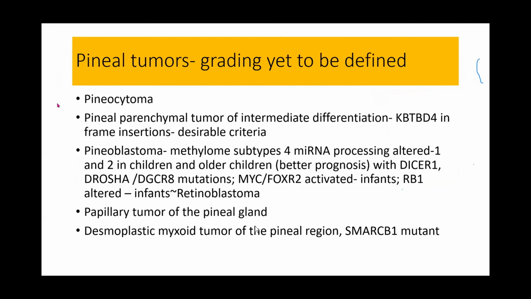In the pineal tumors, this is a challenging area, because all the grading criteria are not well defined. There are not enough cohorts to really say what defines a grade or behavior of a pineal tumor. So, although some of the entities from the last classification have been retained, like pineocytoma, pineal parenchymal tumor of intermediate differentiation, which now is defined by KBTBD4 alteration, and papillary tumor of pineal region, new entities have also been inserted, like the desmoplastic myxoid tumor of pineal region, which is now defined by SMARCB1 mutation.